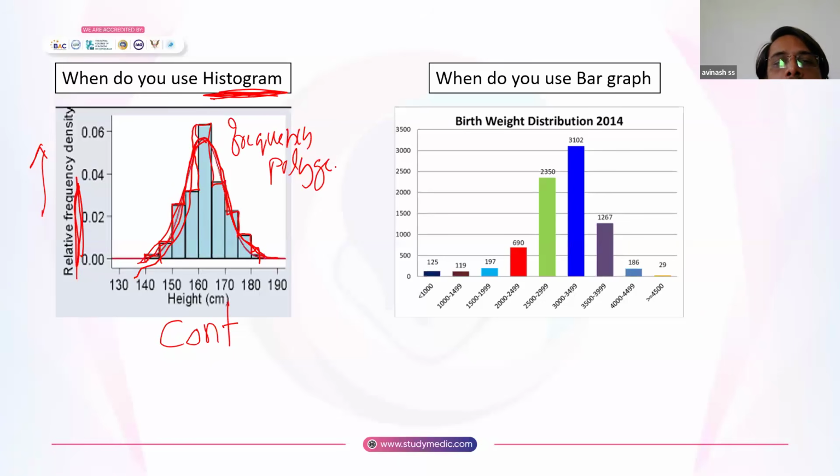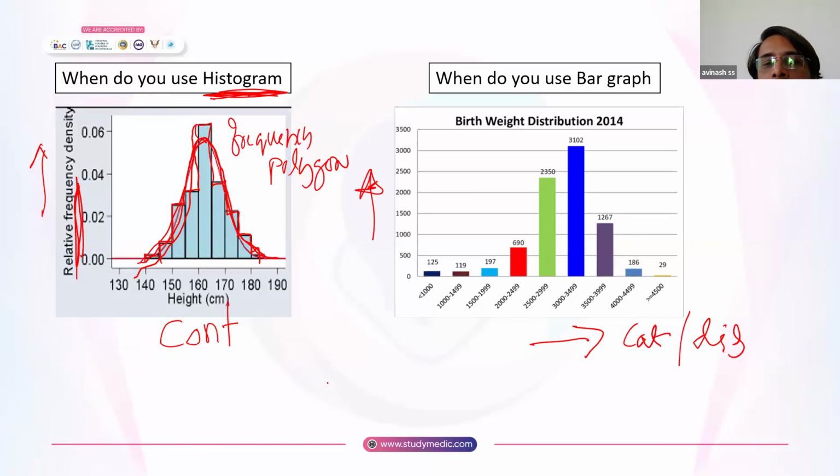Okay. Whereas if on the x-axis it is a discrete variable or a categorical variable, and on the y-axis we represent the frequency distribution, then what will happen? The bars will not join. Okay. So that is called a bar graph. If the bars are not joining, that is called a bar graph. So if you want to represent a continuous variable and its relative frequency density, we use a histogram. If you want to represent categorical data or a discrete variable along with the relative frequency density, we use a bar graph.